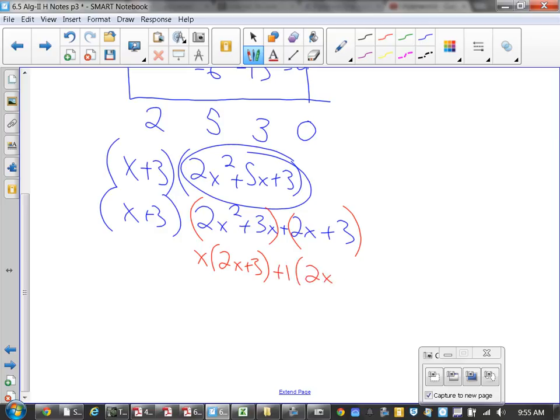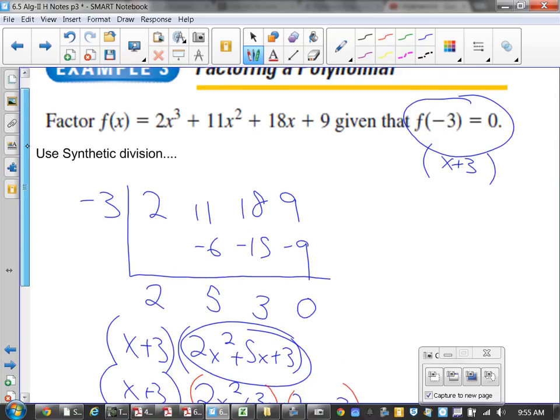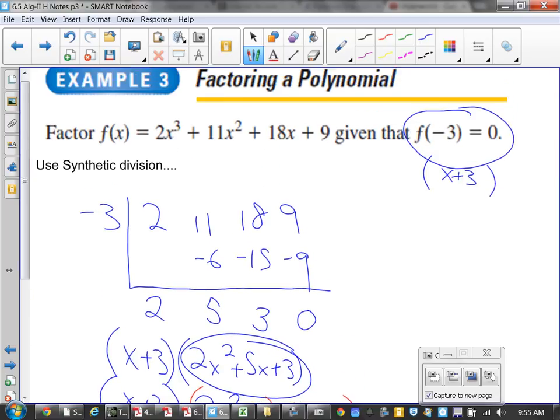Numbers would be so much nicer if you put the 2's together and the 3's together. It doesn't matter, it still works. So your terms then: x plus 3, 2x plus 3, and x plus 1. Wow. That is the factored form of 2x cubed plus 11x squared plus 18x plus 9.